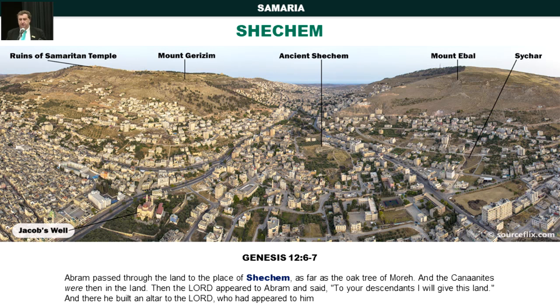Now when it talks about the oak tree of Moreh, it may have been the one thought to have been in front of the sanctuary at ancient Shechem in Joshua's time, though some place it on a nearby mountain to the east.